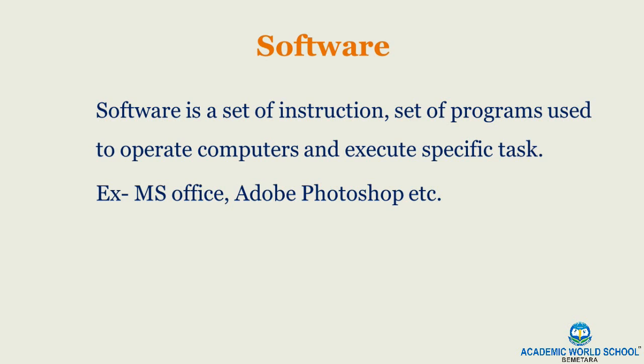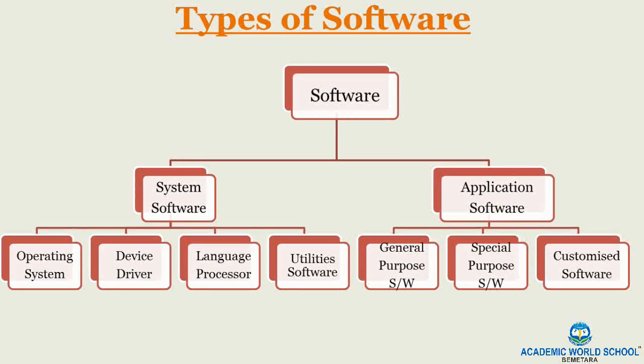Suppose you are working with a photo, so you can see the software, you can work with the software, but you cannot touch it. All the programs uploaded into the computer are called software. Examples you will find are MS Office, Adobe Photoshop, and many more software available in the market. So this is what is called software. The next slide is about different types of software. There are two types of software: the first is system software, and the second is application software.